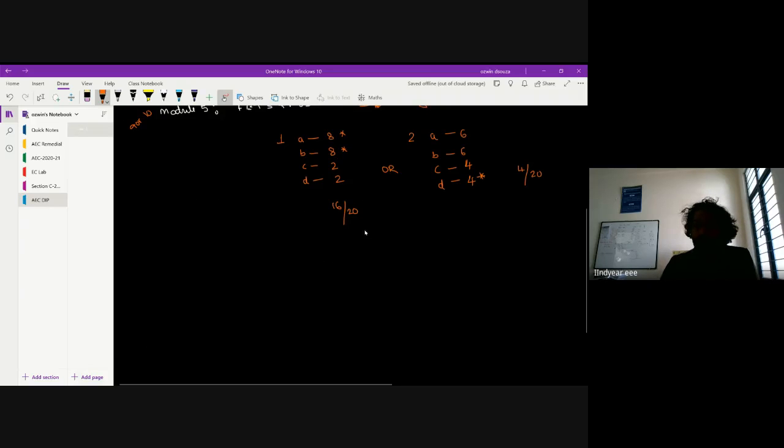Now, remember one thing: the totaling is done by the computer software. So the computer will pick the bigger number.